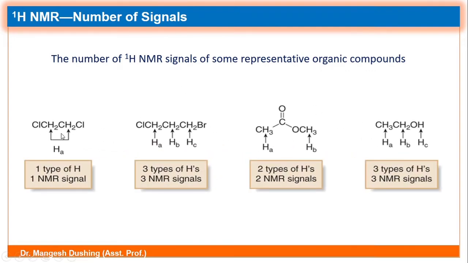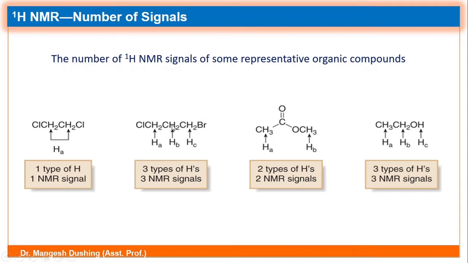Suppose this is dichloroethane, and these are the 4 protons, CH2 CH2. Now these are the same. See here, this CH2 has chlorine on one side and CH2Cl on the other. This CH2 also has chlorine on one side and CH2Cl on the other. So the chemical environment, the electronic environment, is the same for both CH2 groups. So this CH2 and this CH2 are equivalent and give only one type of signal. So all these protons are only one type and give only one signal.